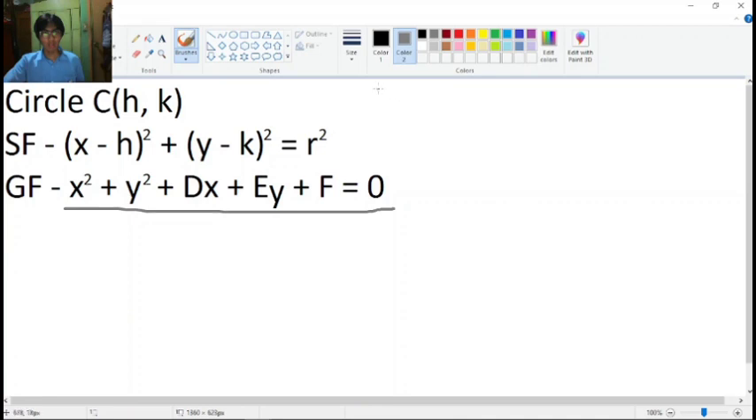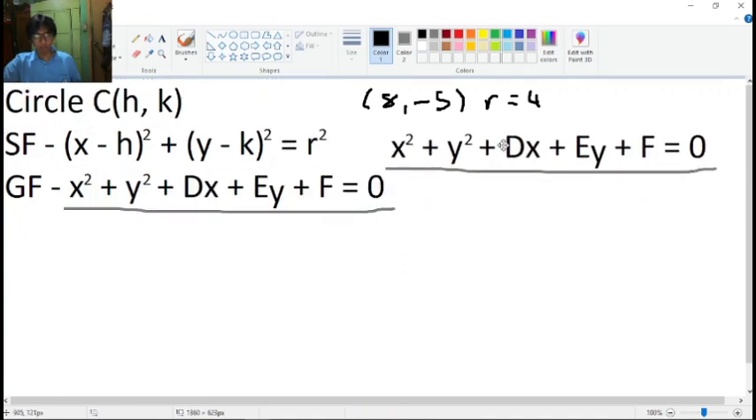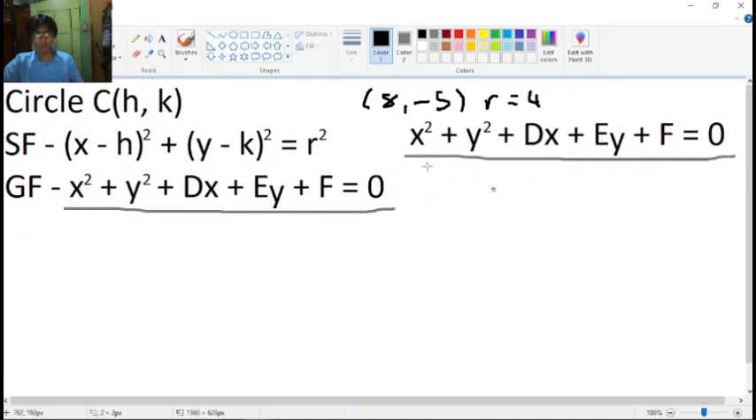So let's say our center is at 8 and negative 5. Then our radius is equal to 4. Let's do the general form, because the standard form should be pretty self-explanatory. General form is probably where you'll be struggling. So let's copy the formula. Now we substitute. Again, x squared plus y squared, then d is negative 2h, e is negative 2k, and f is h squared plus k squared minus r squared. Don't worry, we'll write it down.